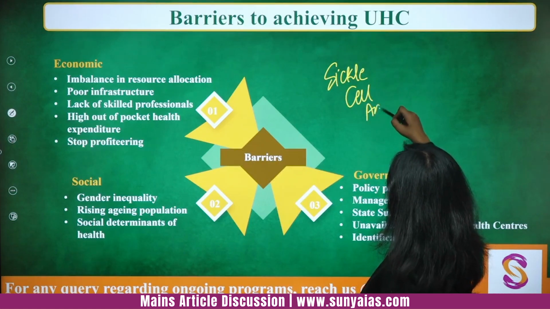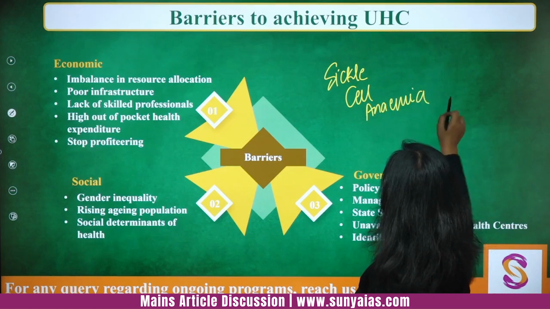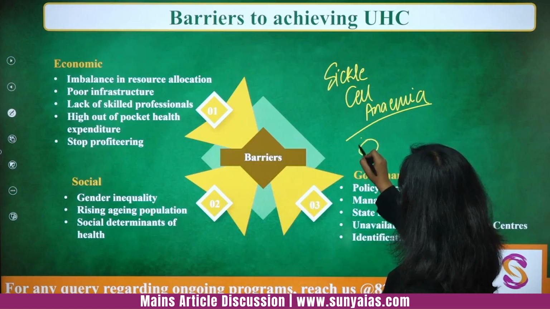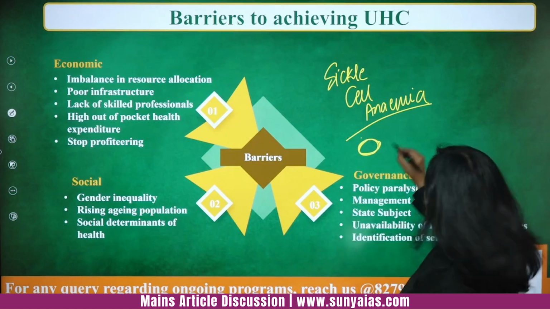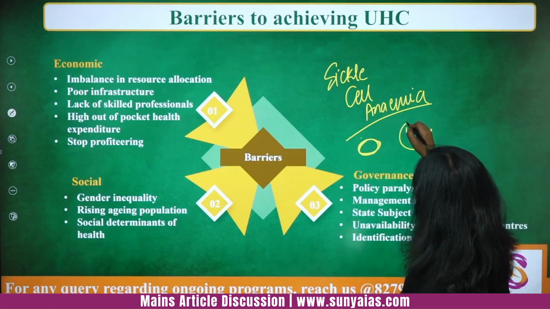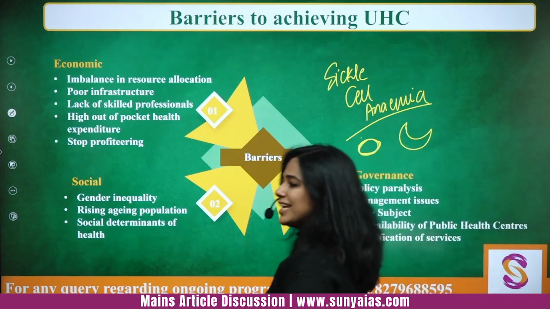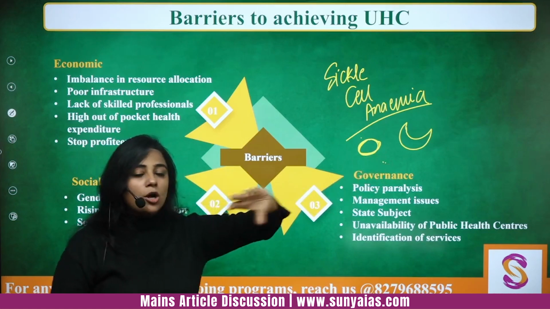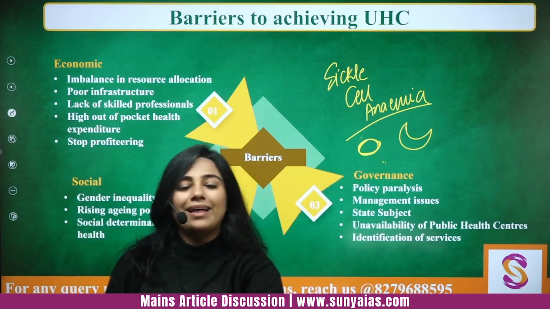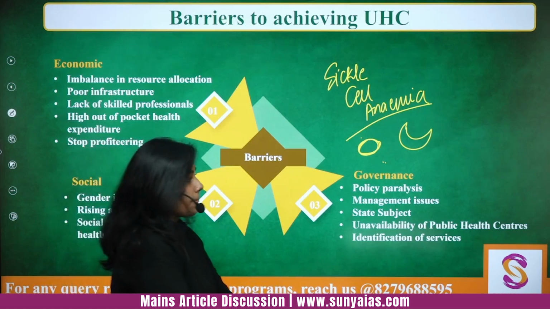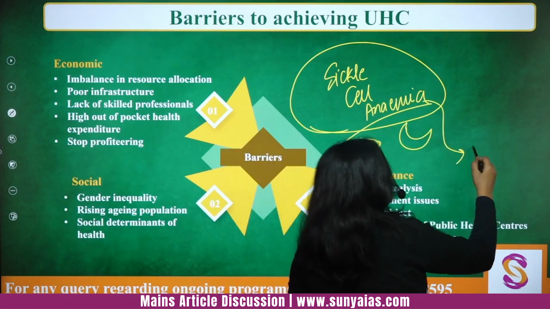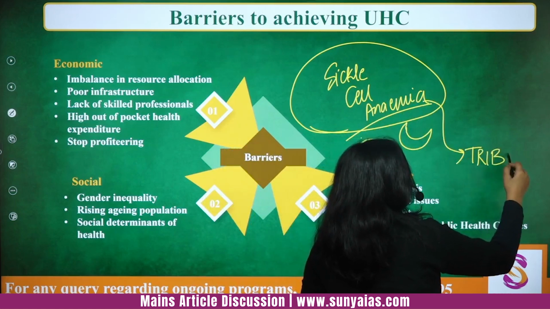Sickle cell anemia. Now, what is sickle cell anemia? Wherein your red blood cells, which should be in a round shape, gain a sickle shape. This is a sickle shape sort of a thing. So when they gain a sickle shape, they actually cause obstruction in blood flow and then progress to cancer. So sickle cell anemia is more prevalent in tribals.